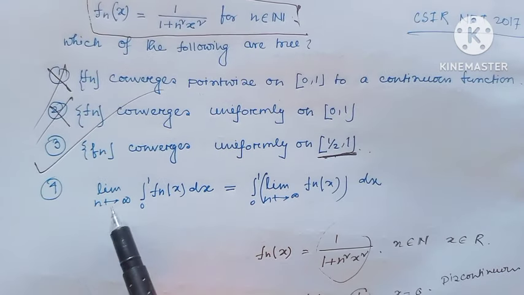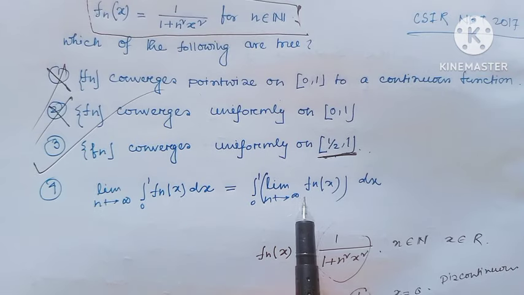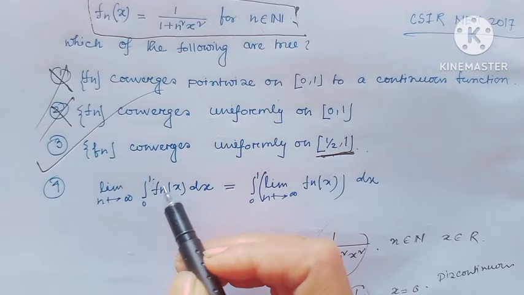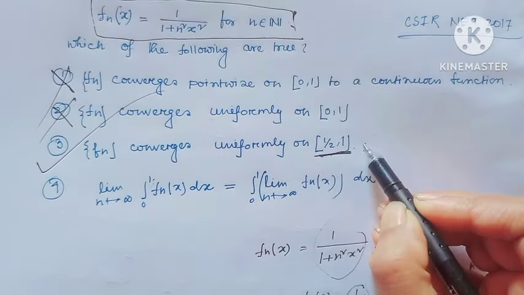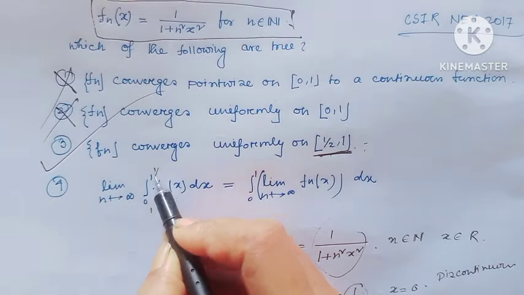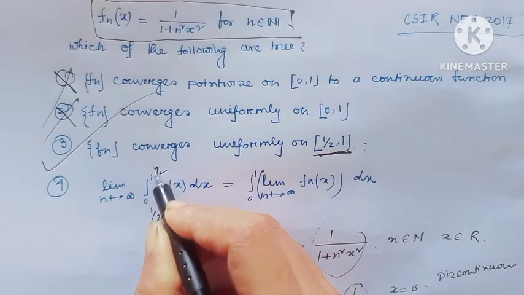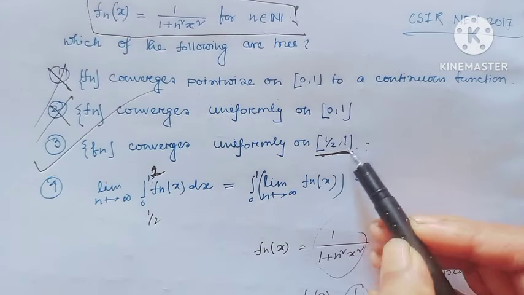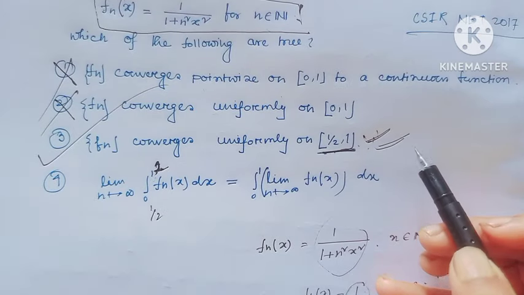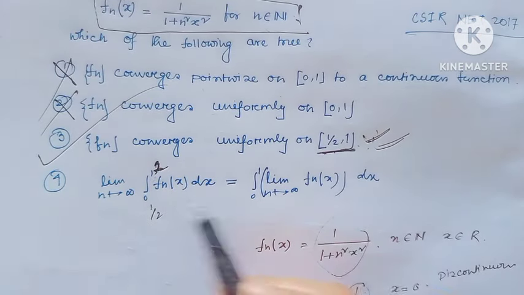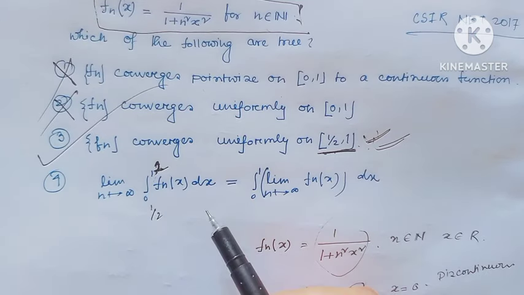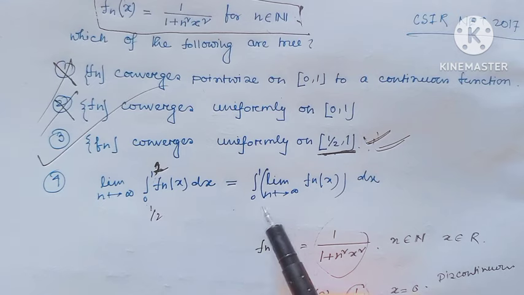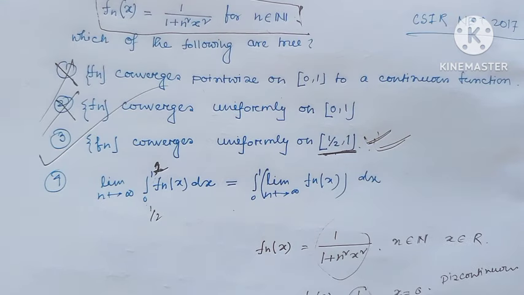Next question, does this integration value exist? If there are intervals 0 to half and half to 1, since the sequence of functions converges uniformly on half to 1, we can tell this option is always true. But since here the given interval is 0 to 1, this may or may not be true. For this we have to check.